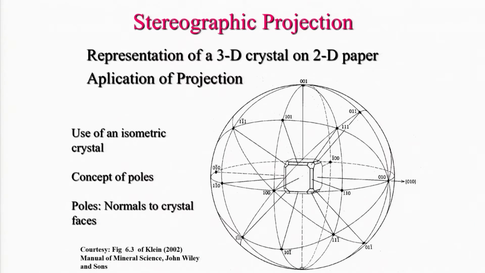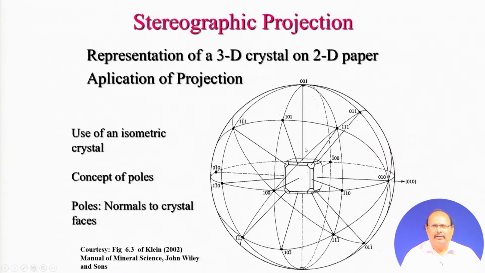Okay. So, let us consider an isometric crystal here, a crystal in the isometric crystal system. This is put within this sphere here, and essentially the stereographic projection is a representation of a 3-dimensional crystal on 2-dimensional paper. Now, you have some idea, with your knowledge of how a crystal face can be named with a Miller index symbol.